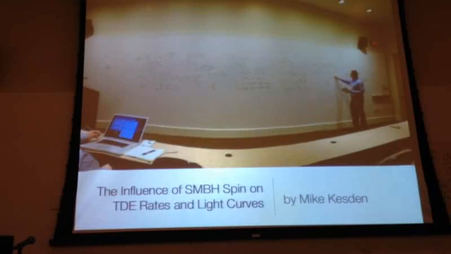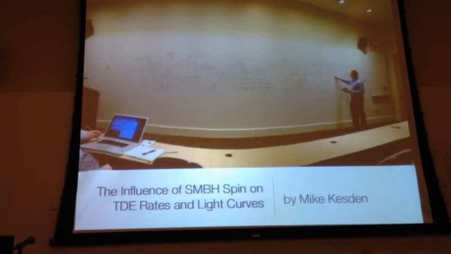He calculated the debris return rate and also the rate of events. He found that the debris return rate for a very highly spinning black hole can peak earlier, and the amplitude can be larger than in the non-spinning case. But at late times, the return rate becomes t^-5/3, as you would expect in the Newtonian case.